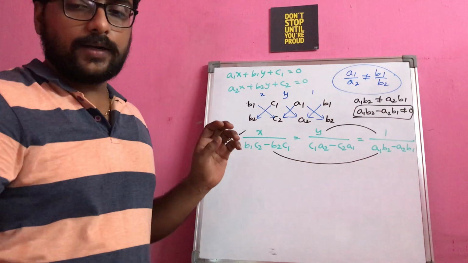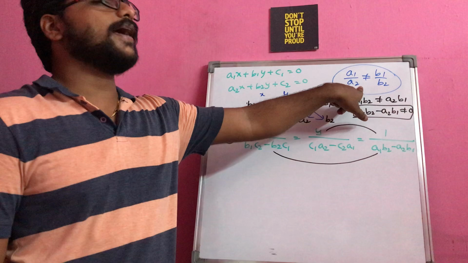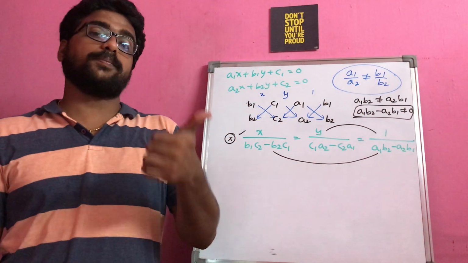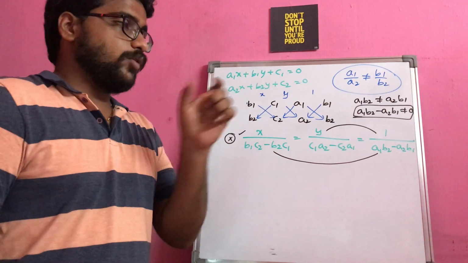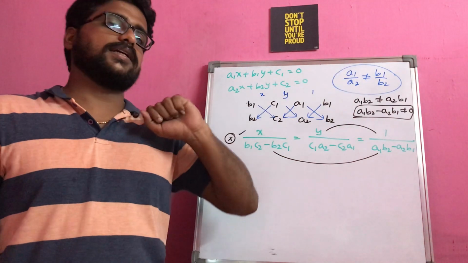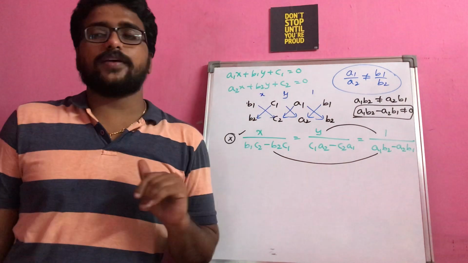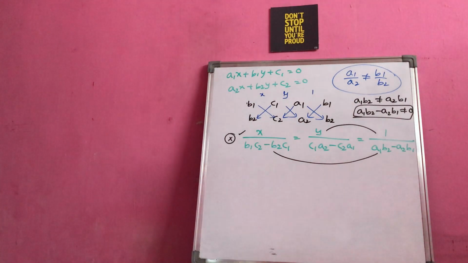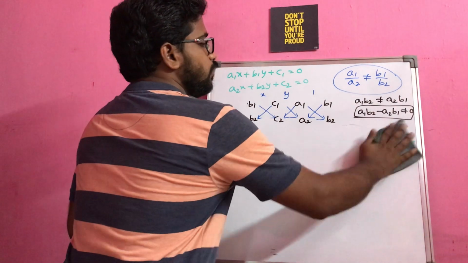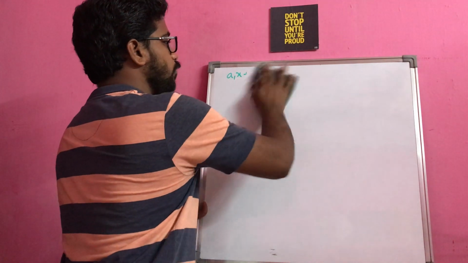The one important point to remember while doing the cross multiplication method is that this condition has to be satisfied. That means the lines should be intersecting lines. They are neither parallel nor coincident lines. This is the condition for intersecting lines, which we learned at the very start of the chapter: if the ratio of the x coefficients and the y coefficients are not equal, then we can say the lines are intersecting. Let us do a few questions based on this now, which will give you more clarity.